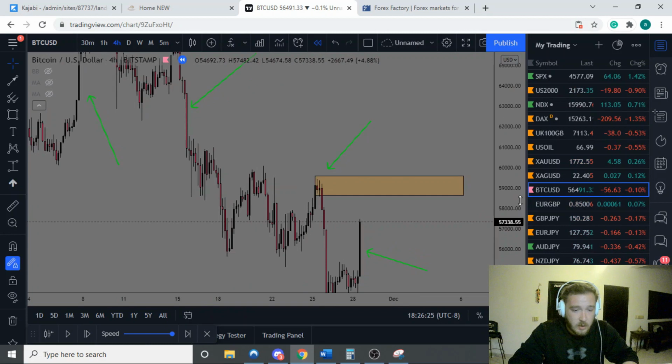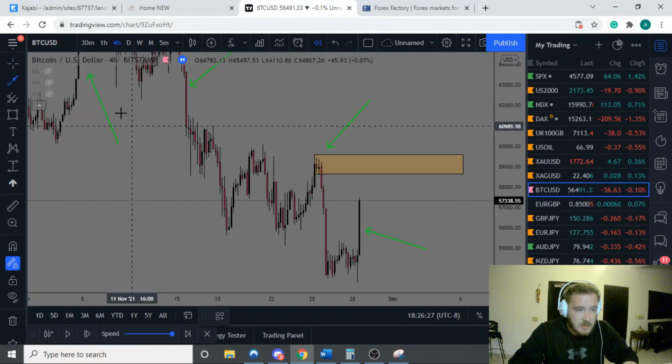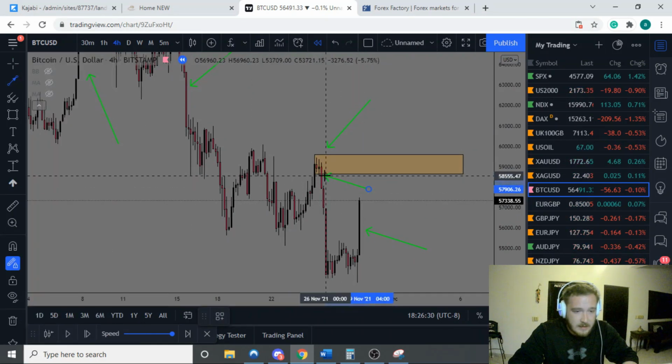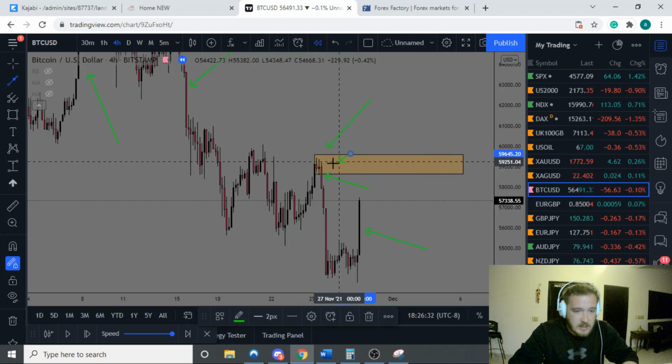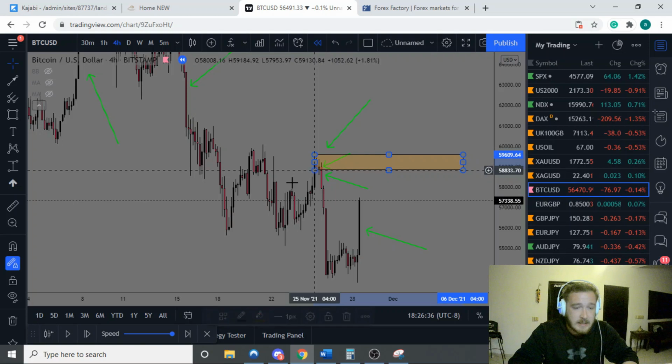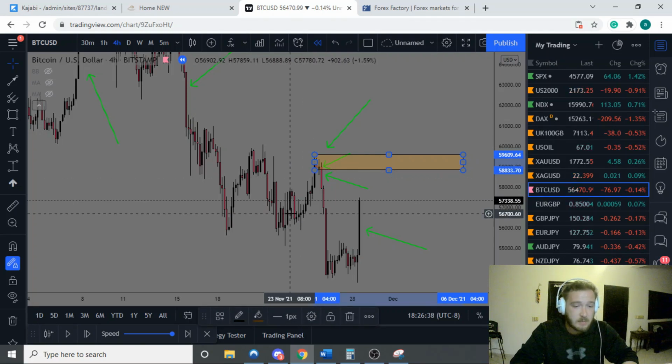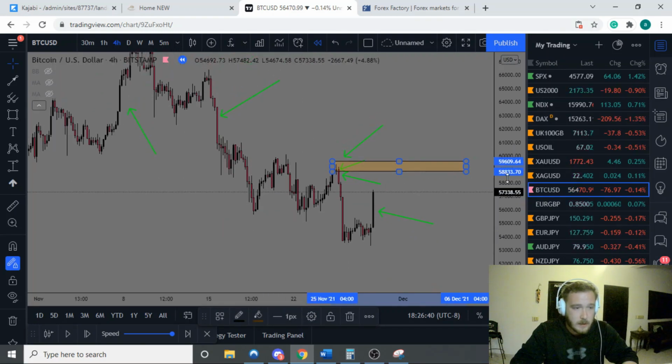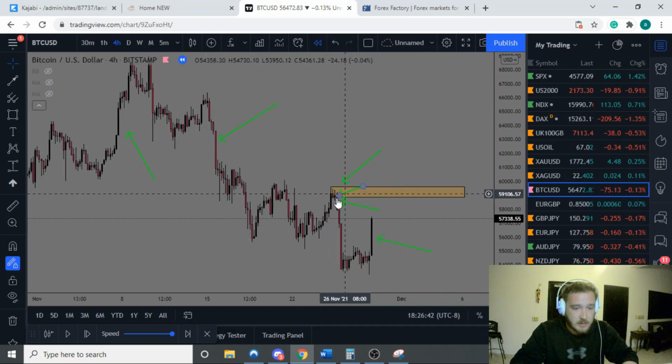So if I asked you, where did the imbalance start from? Did it start from here, right where this orange line is, or did it start higher up here? It started higher up there. So I'm trying to get the meat of the base of where the buyers or sellers took control. Okay, so that's how I would draw it for supply.